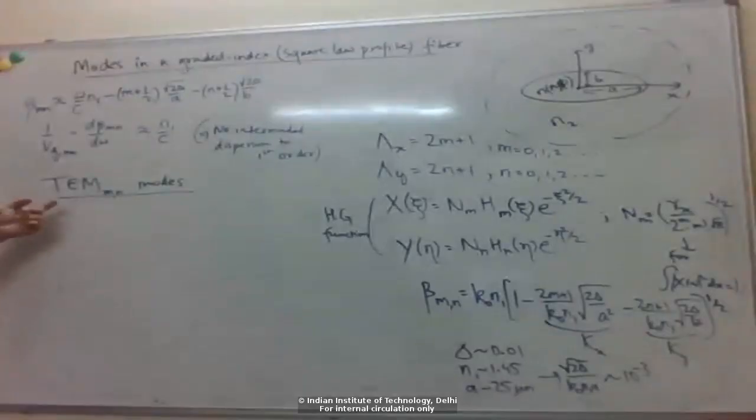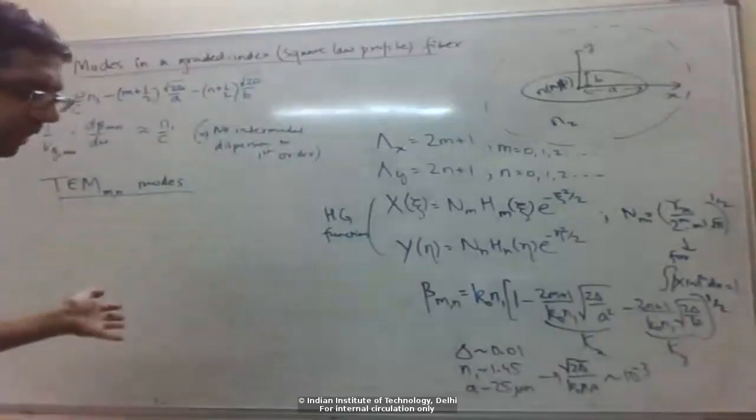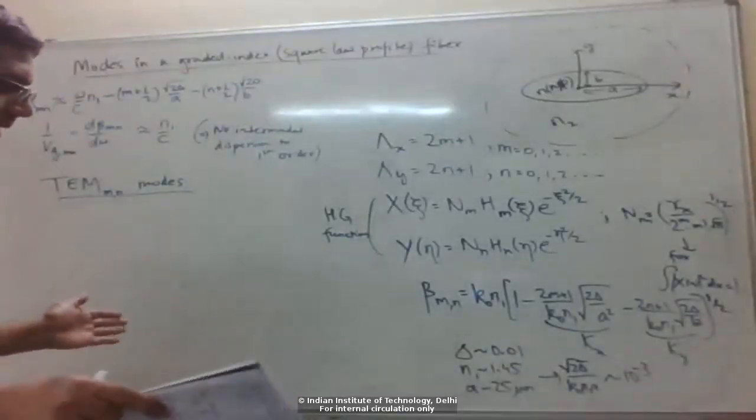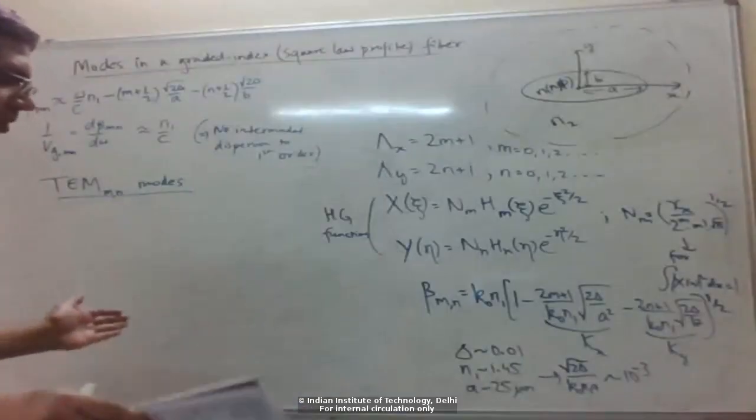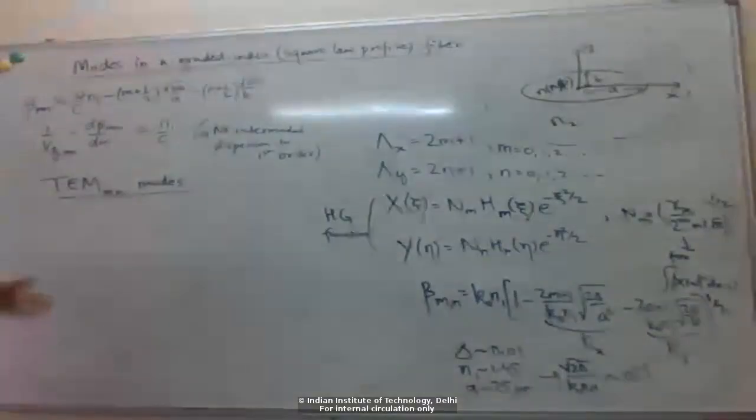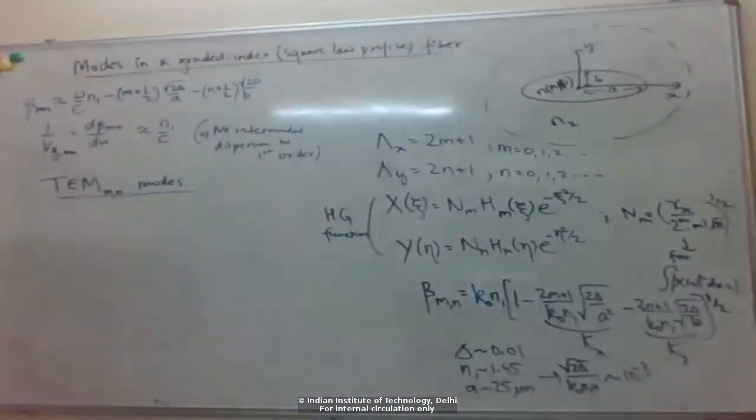There's another reason why they're called TEM modes. In a laser cavity in free space, where you have two mirrors forming a cavity, the spatial modes that you get in the laser are also the same modes. From there, they've been named TEM modes.